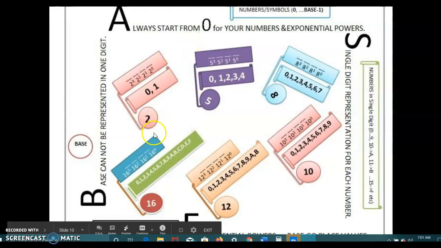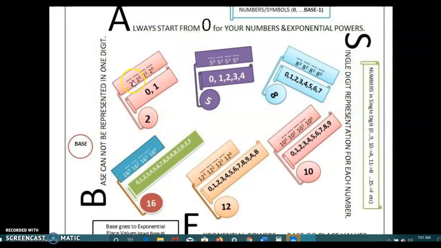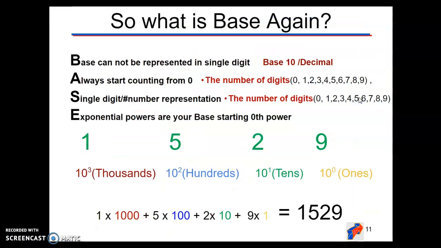So you could actually do, if it's base 10, you just place all the positional notation by 2 and start the power from 0, 1, 2, 3. And if you are in base 5, you put all 5s, and then you start the exponential power 0, 1, 2, 3. So that's the formula that we come up with in our class. Now, so what is base again?